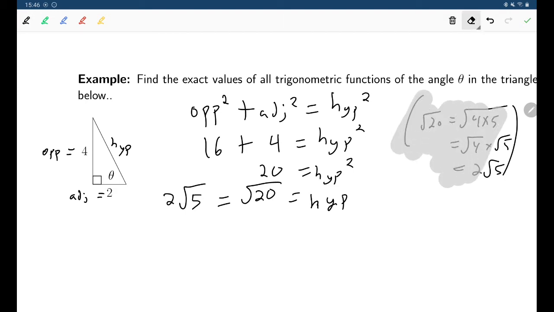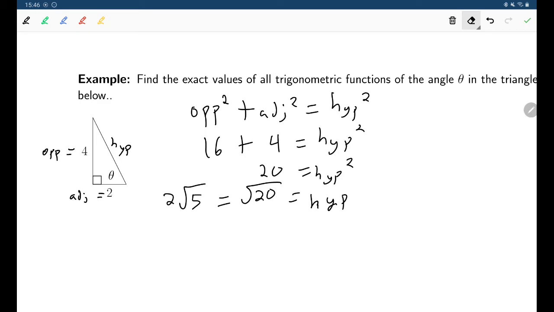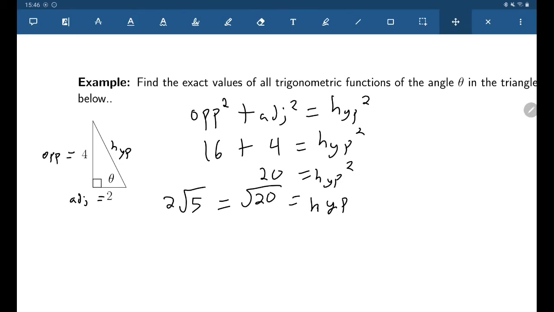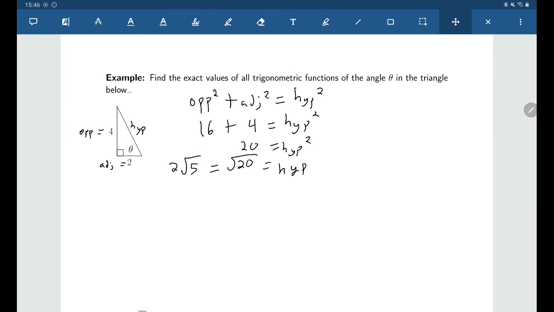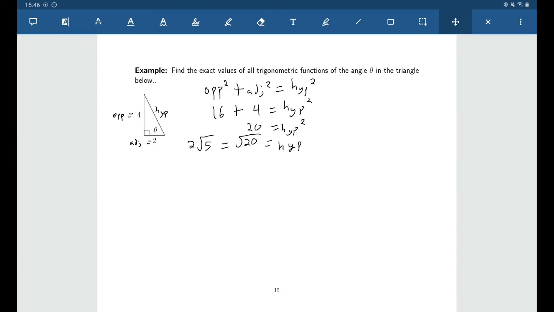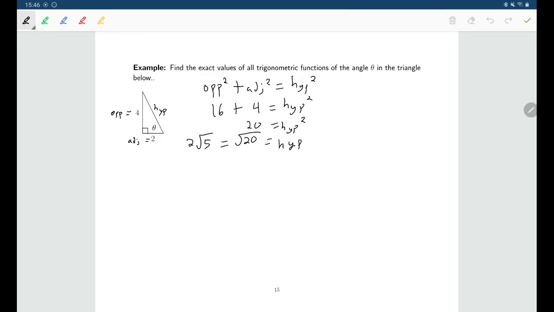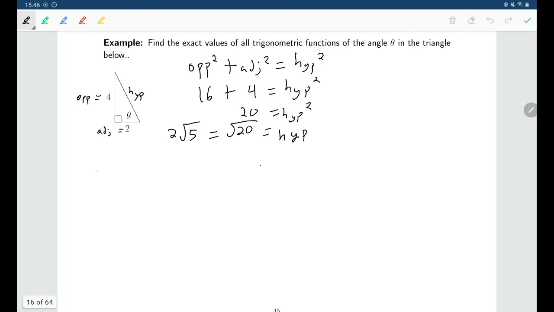Okay, so now we found our 3 side lengths. We have our adjacent, opposite, and hypotenuse now. So we're ready to give all of our 6 trig functions, starting with sine of theta. That's opposite over hypotenuse. Opposite side measures 4. Hypotenuse measures 2 root of 5. And then, of course, we need to simplify this.